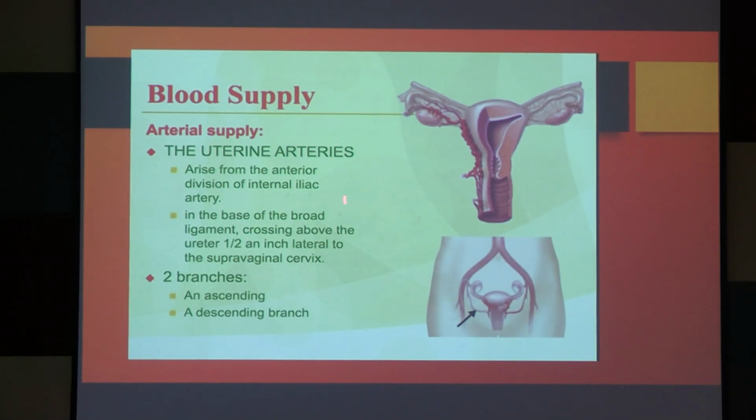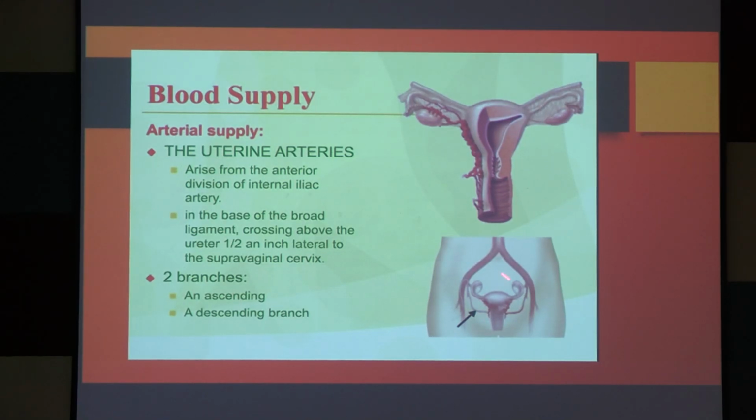A lot of vessels, a lot of veins, anastomose here. You will see the picture in the books. So the uterine artery crosses above the ureter, half an inch lateral to the supravaginal cervix. So you have to stay 1 centimeter medial, as close to the cervix as possible, so that you are tying the uterine artery and at the same time saving the ureter. And there are 2 branches, one ascending and one descending.